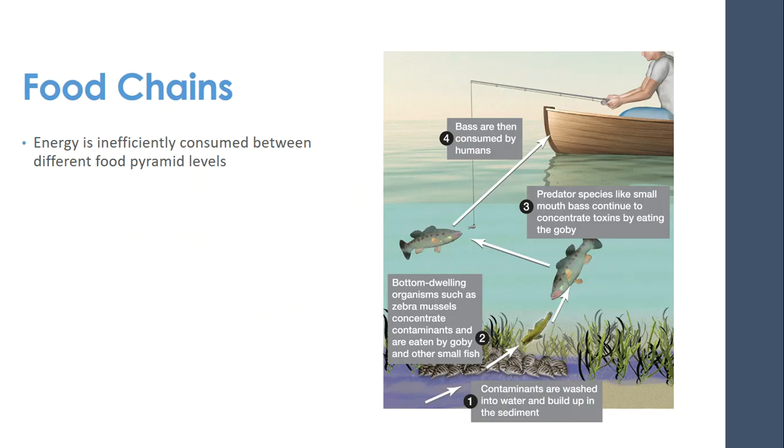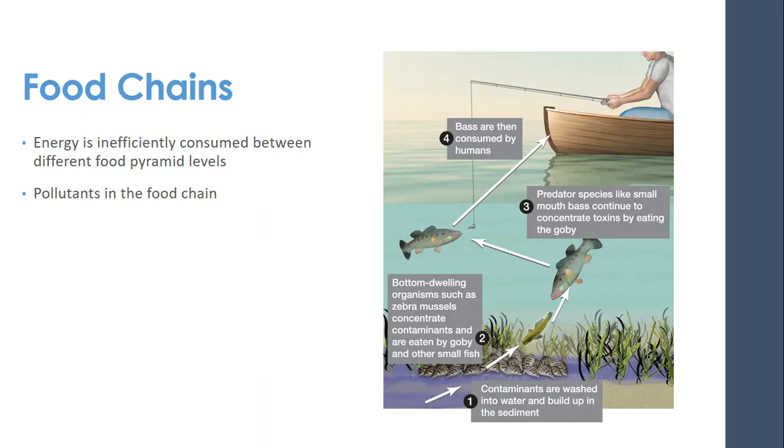So again, food chains: energy is inefficiently transferred between different levels of the food pyramid. So basically you're losing some energy along the way. Those plants at the bottom, those producers, use energy most efficiently, and more gets wasted as you go up because it's used by that organism to move around and do what it has to do.